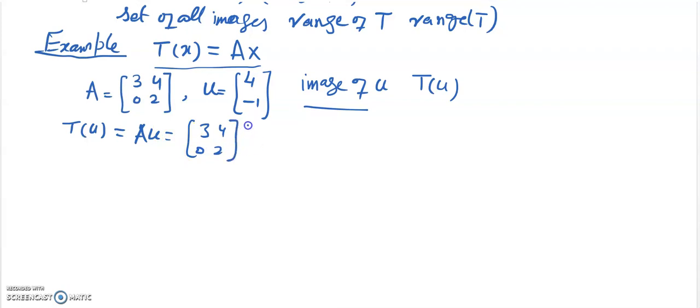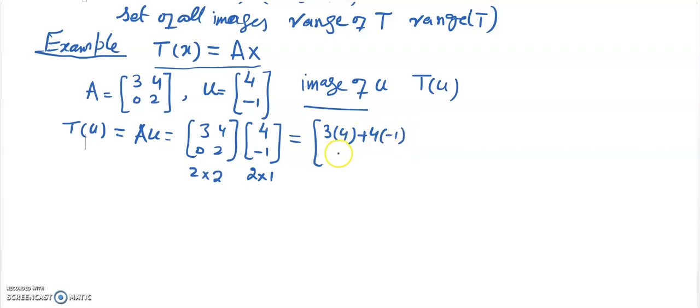It is the multiplication of these two matrices. This is a 2 by 2 matrix and this is a 2 by 1 matrix, so we can multiply them. So 3 times 4 plus 4 times minus 1, and then 0 times 4 plus 2 times minus 1. What we get is 12 minus 4 is 8, and then 0 minus 2 is minus 2. So the image of u will be the vector 8, minus 2.